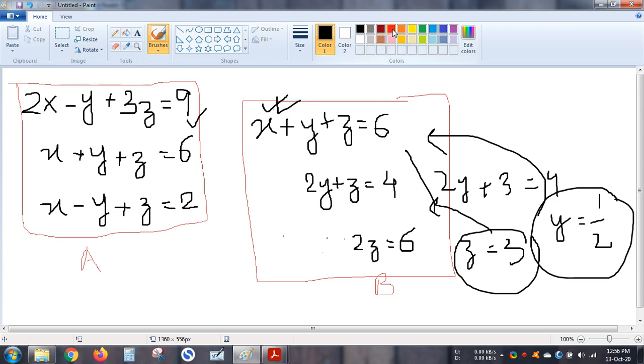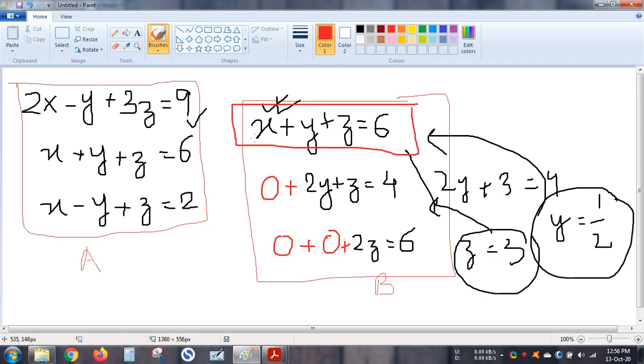Why was it easy? It was easy because in the second equation, in the place of x coefficient you have 0, and in the third equation, in place of y and x, both of them were 0. That was the reason. So in the first equation you are having all the three variables with the coefficients, but over here you do not have x, over here you do not have x and y.